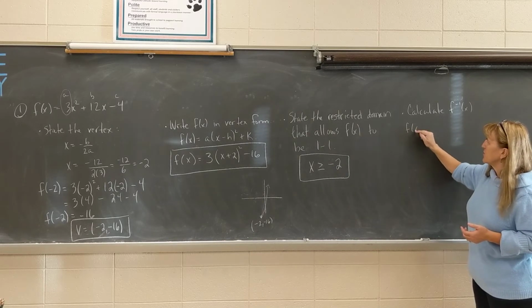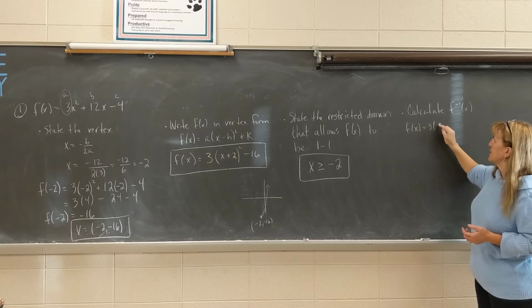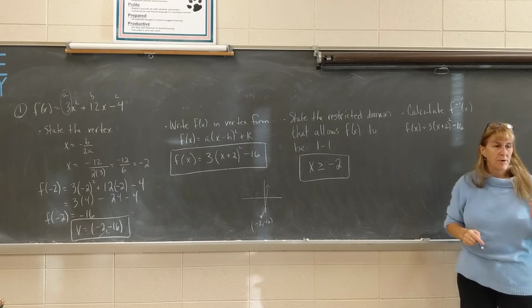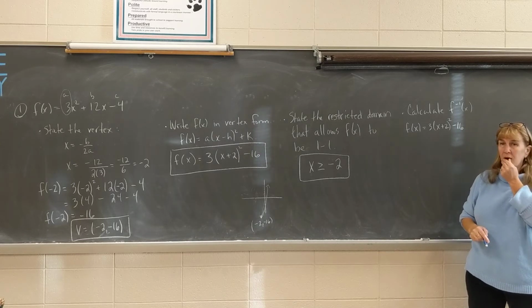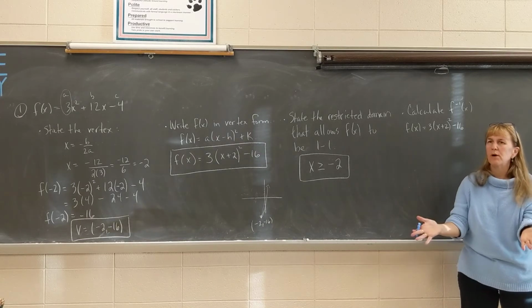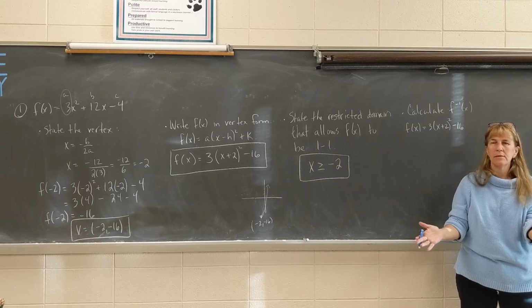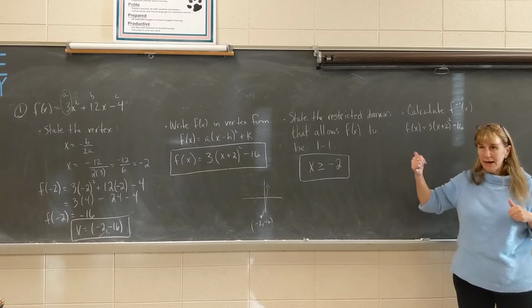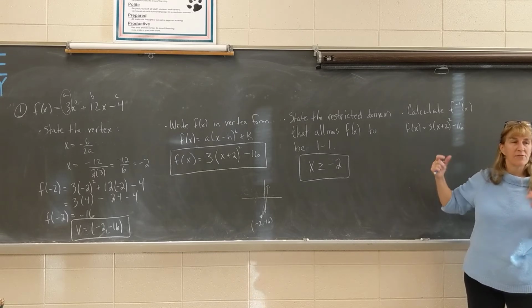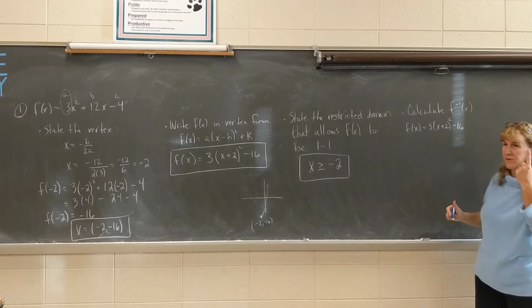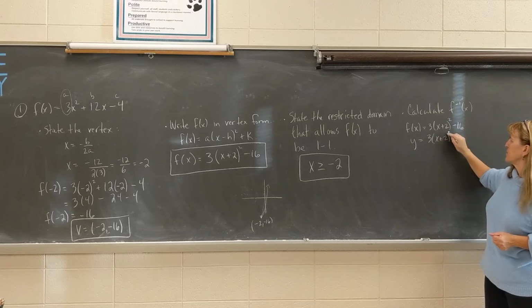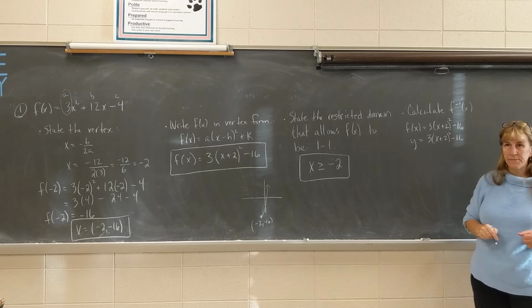All right, so the first function I have, f of x equals 3(x plus 2) squared minus 16. Step 1. I don't need to change x and y, I don't have y yet. Step 1: put y in place of f of x. Replace f of x with y. That's your first step. So I have y equals 3(x plus 2) squared minus 16.